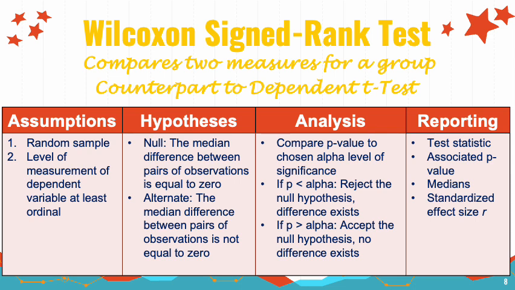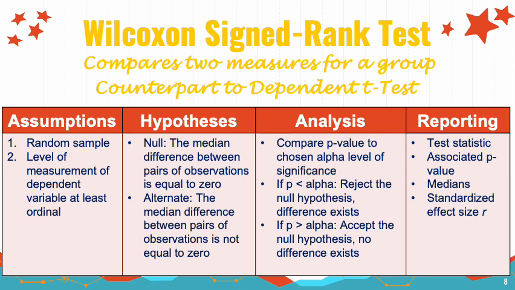Again, you would use software to compute the test statistic and associated p-value. If the p-value is smaller than the chosen alpha level of significance, you reject the null hypothesis and say the median difference is not equal to 0. If the p-value is larger than the alpha level of significance, you accept the null hypothesis and say that the median difference is equal to 0. As a point of notation, if the median difference is equal to 0, that means there is no difference between the medians. I just wanted to make a note of that.